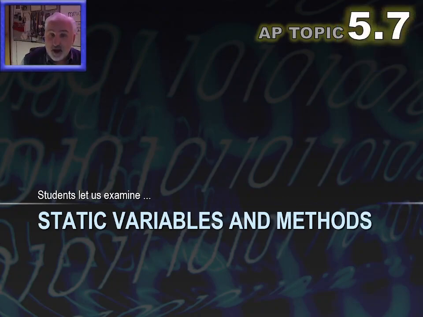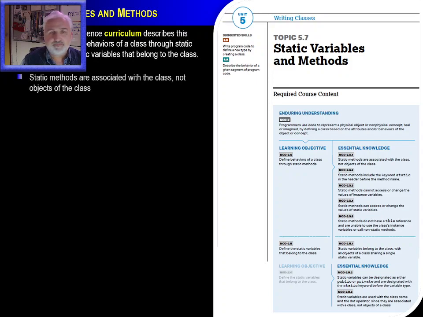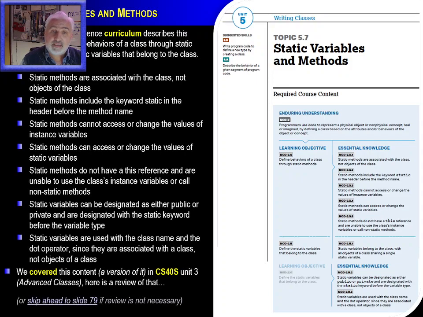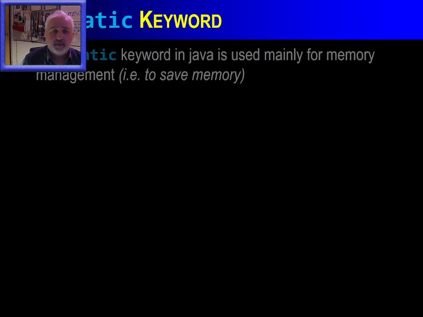Whew, so that's a lot for topic 5.6. Topic 5.7 now shifts gears to static variables and methods, and the keyword static and what it means. So the keyword static is covered in detail in the 40S computer science course. Here you see the subtopics of 5.7, okay?